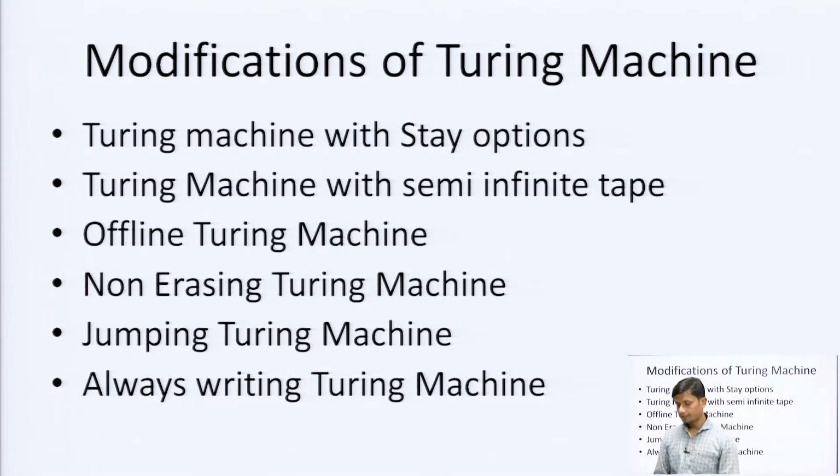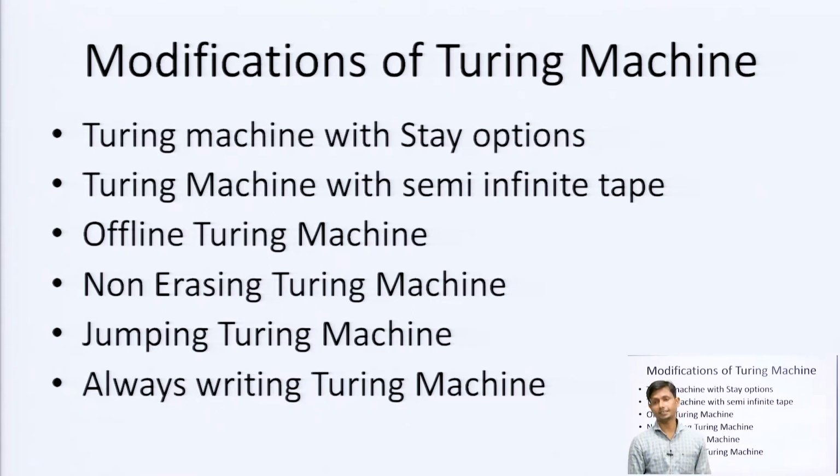Next, Turing machine with semi infinite tape. What is the meaning of semi infinite tape? Already we have studied in Turing machine that our tape is infinite. We have blanks on both sides. Blank can be replaced by some input, and that can go to infinity.